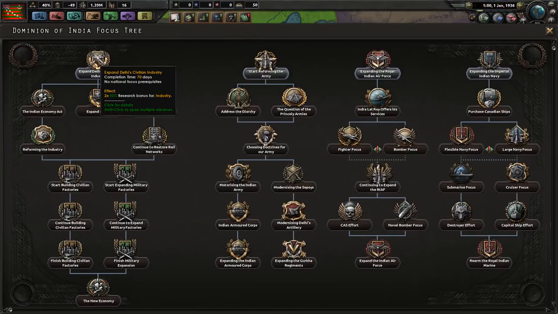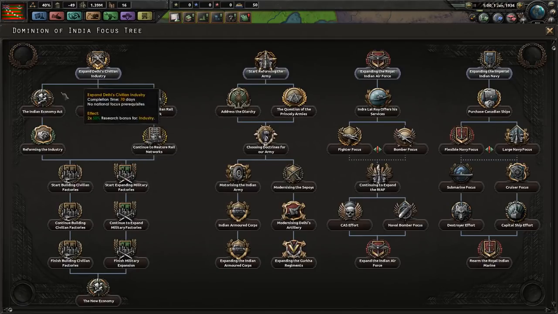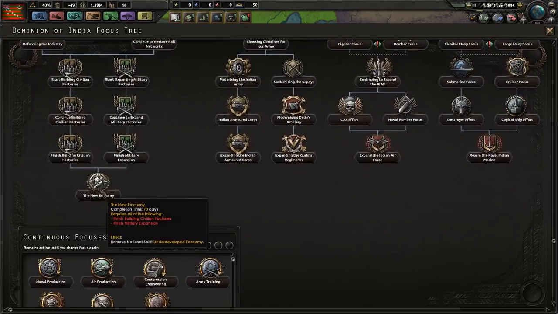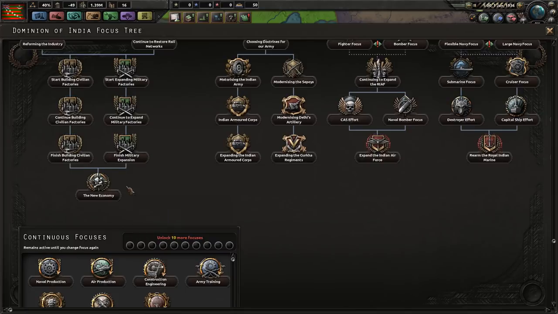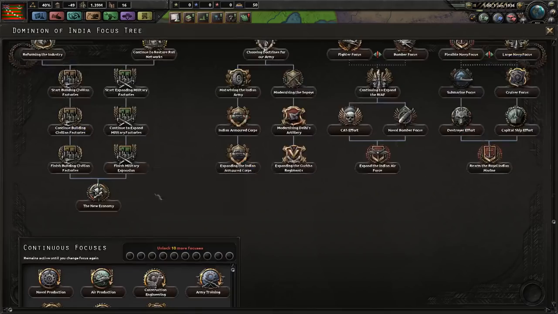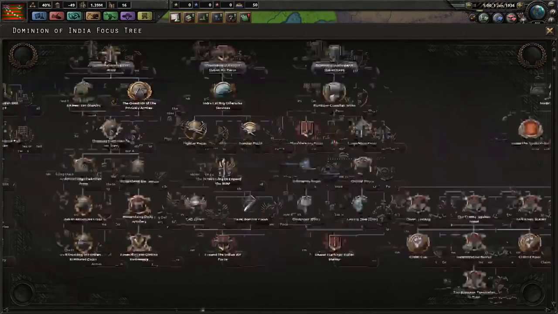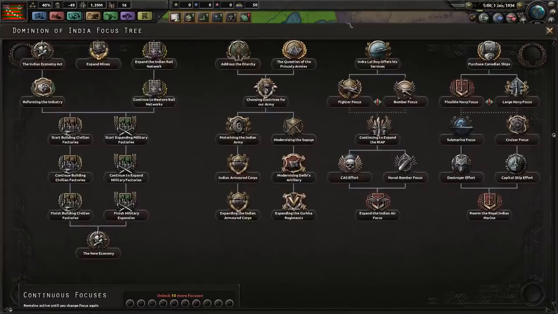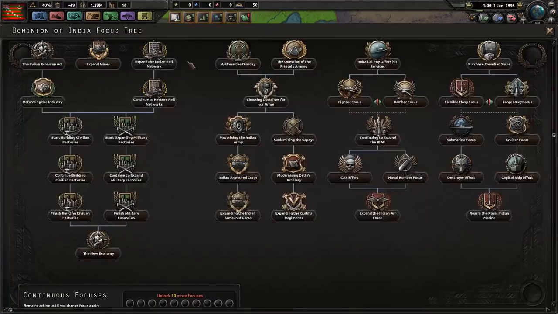Now over here is the expansion of the civilian industry. You can expand the mines here, giving you better excavation, but you could just pass by it. But this is just where you work on your industry, and eventually at the very bottom you can get your new economy after you've picked up a lot of factories and infrastructure and things like that. And the new economy will get rid of underdeveloped economy. So you can rush down this way if you want to just get rid of that. Okay, so that is the focus tree as it looks day 1.